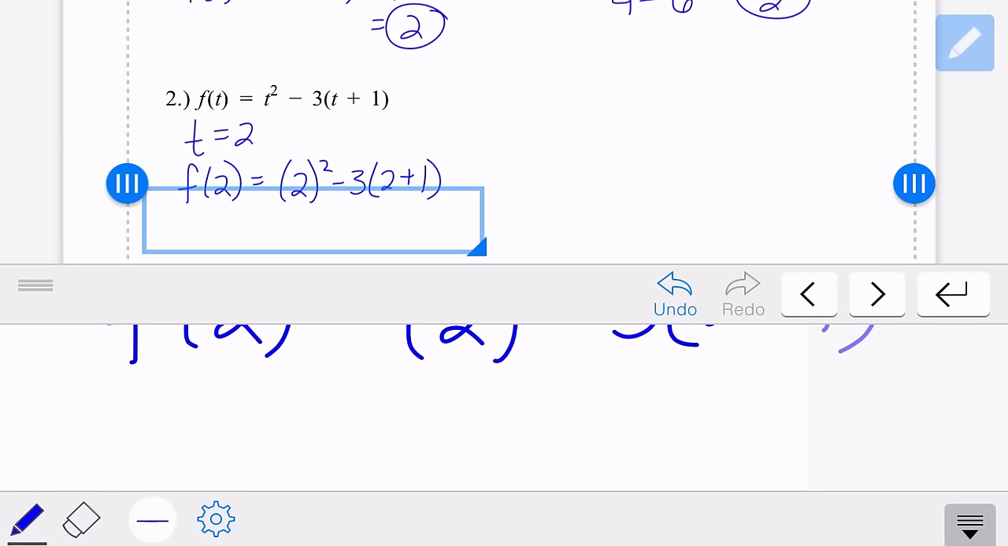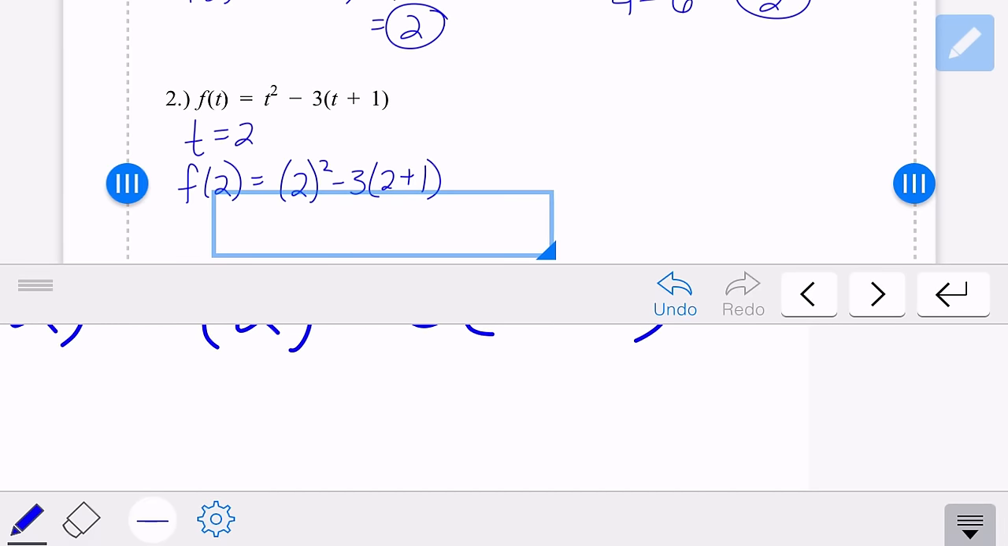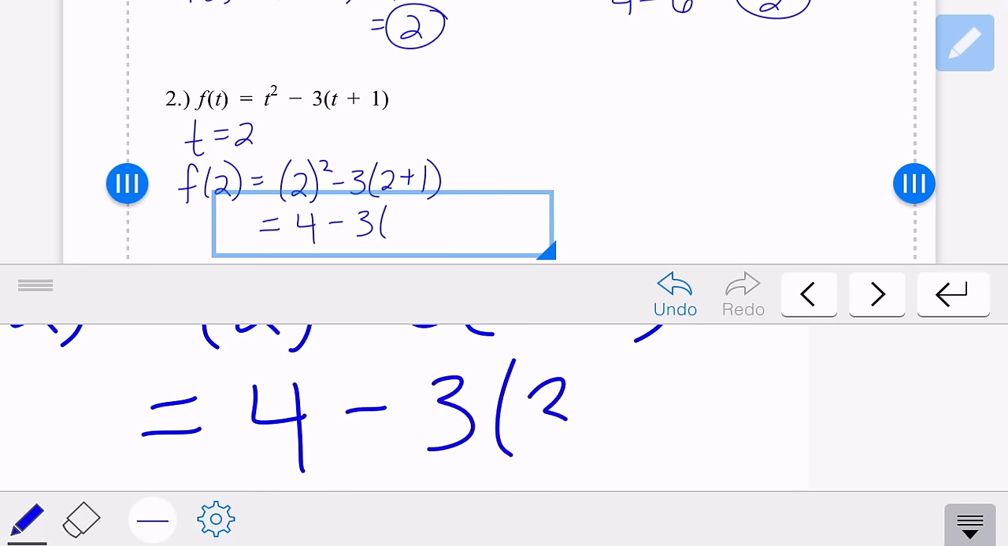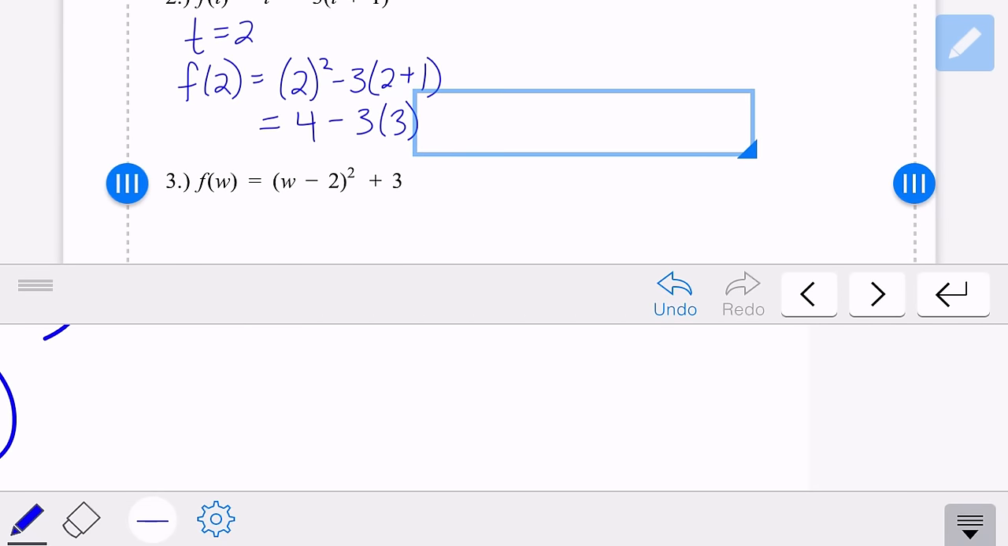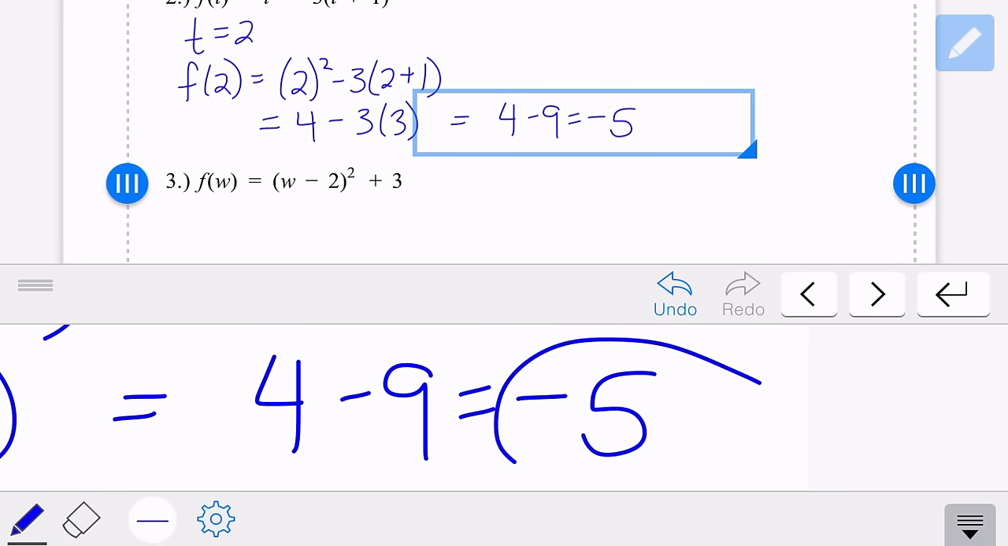And what we're going to have there then, 2 squared is 4. You want to handle that exponent. And then we want to do our parentheses. 2 plus 1 is going to give you 3. So then we would have, let's see, 3 times 3 is 9. So 4 minus 9, you're going to have a negative 5 for your answer.